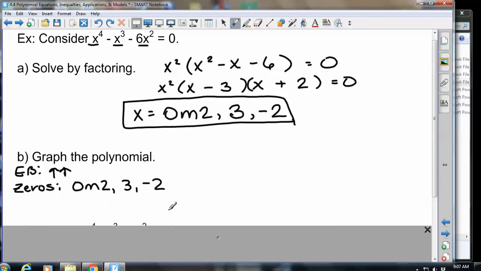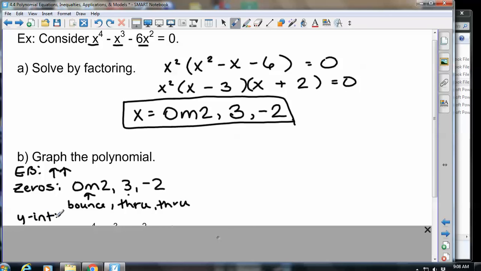Bounce or through? Right. We'll bounce at the 0 because of the multiplicity of 2 and go through the others. How does that work though? Because the y number is supposed to be negative 6. It won't be. You plug in the 0. Okay.